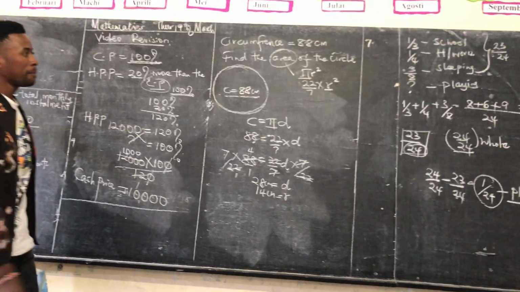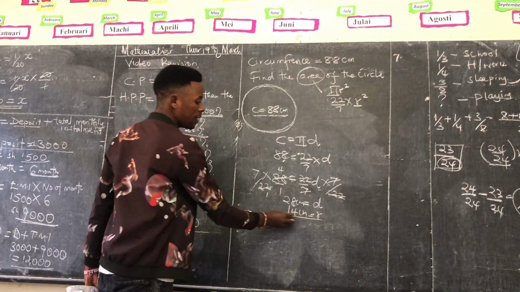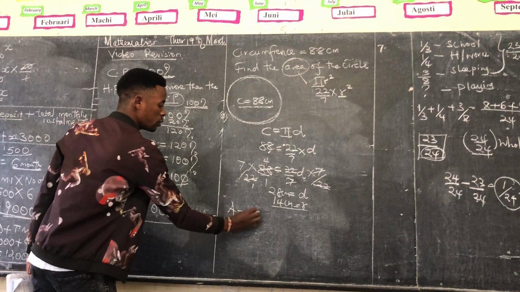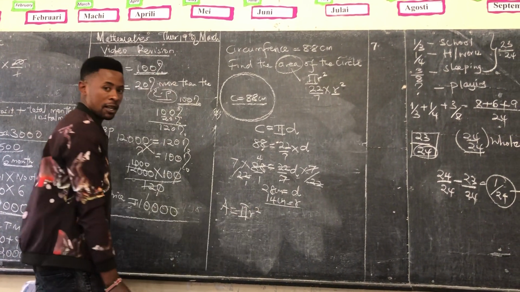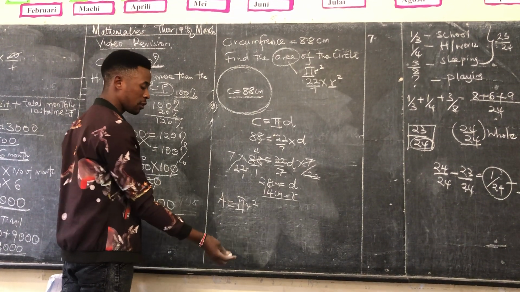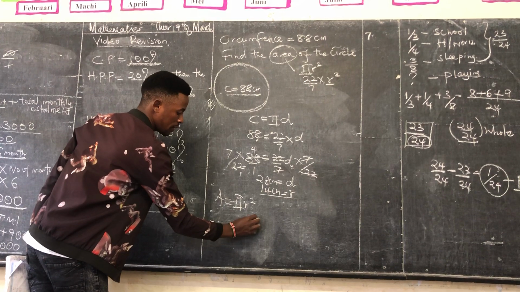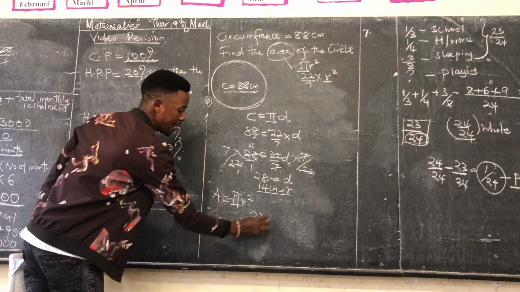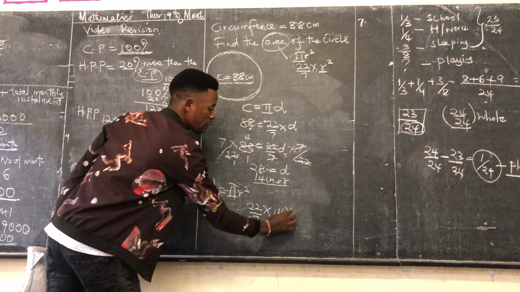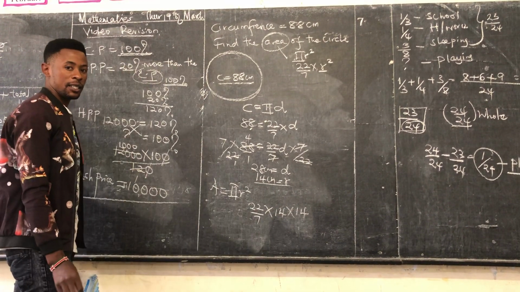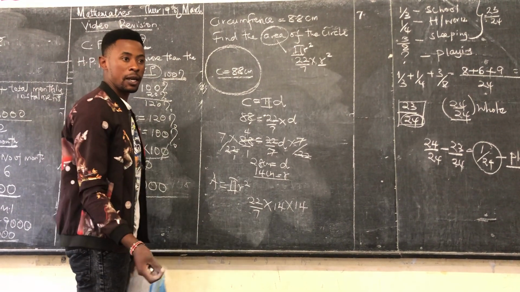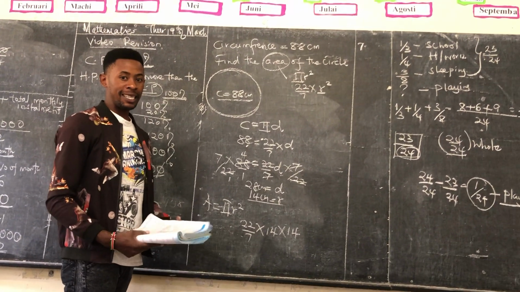Now, from there, we can get the area because we have the radius. How do you find the area of a circle? Area of a circle is equal to pi r squared. That is pi times radius squared. So that is 22 over 7 as the pi times radius squared. That is 14 times 14. That is what it means by radius squared.